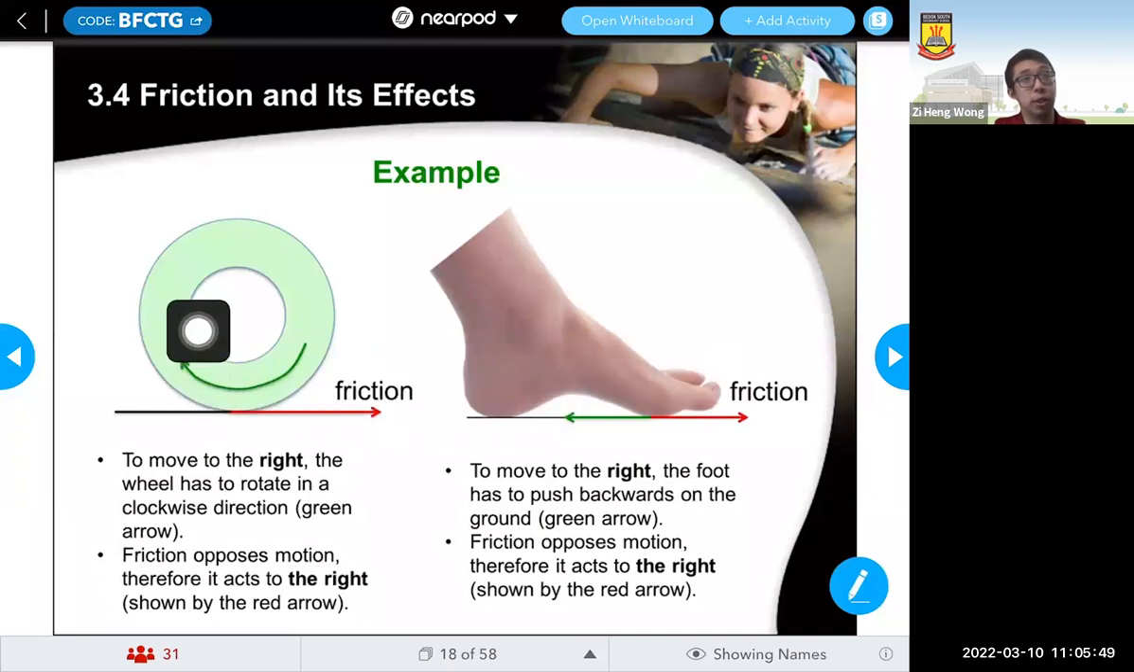Similar to a wheel of a car, when the wheel rotates this way, there's a frictional force in the opposite direction. So take note, the key concept of friction is that it is in the opposite direction. Okay.